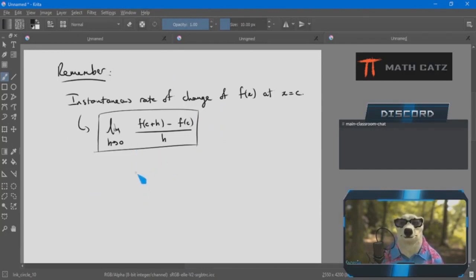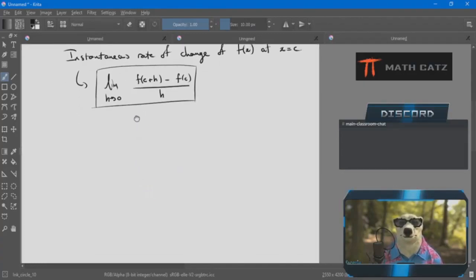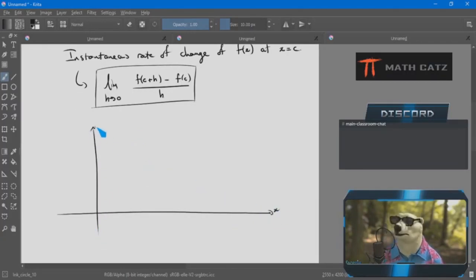Now, where this came from very roughly is we have the graph of our function. Let's draw it like that. This is y equals f of x. And let's suppose our point here is c. We're interested in what happens exactly at x equal to c. Not in a window averaging out all the information over that window.